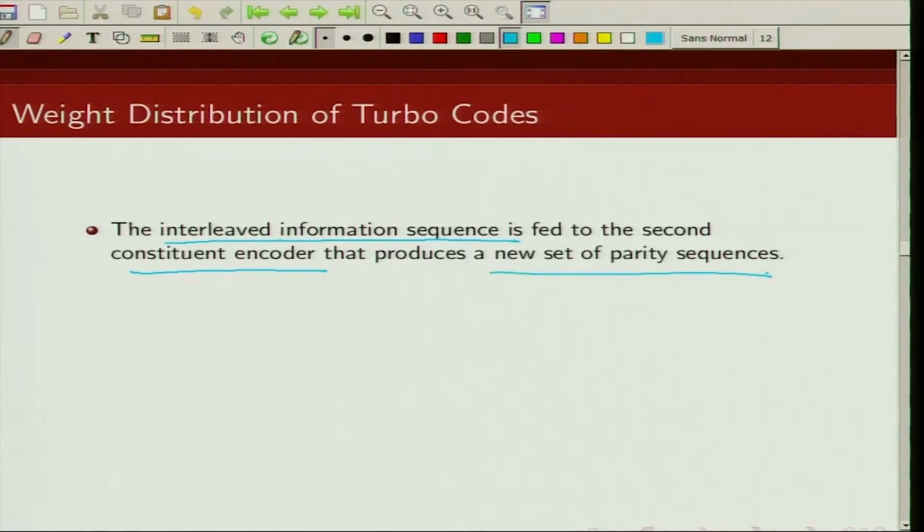which produces a new set of parity sequences. Now as you know, the parallel concatenated code that we drew is actually an example of a rate 1/3 code. This was our parallel concatenated code.